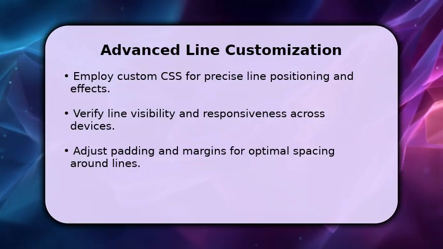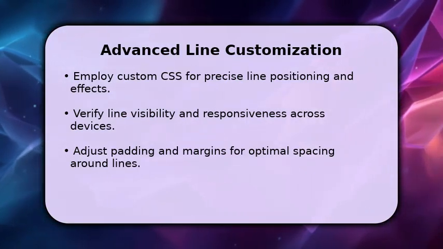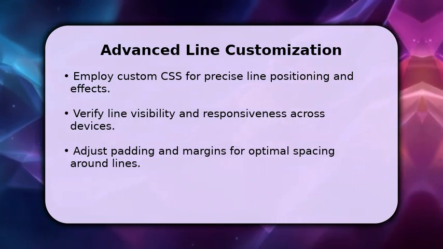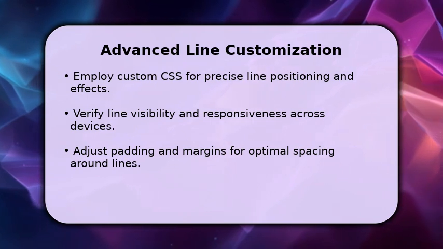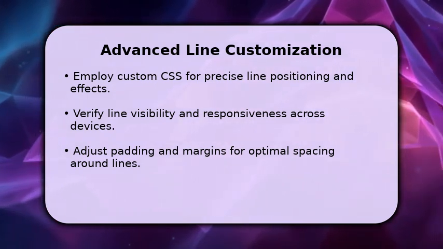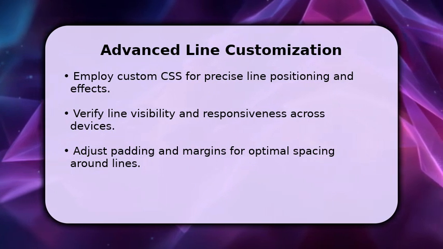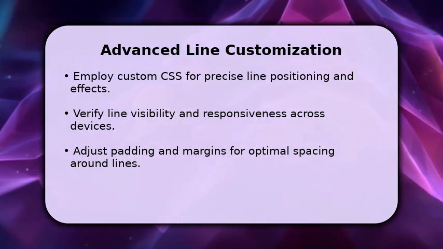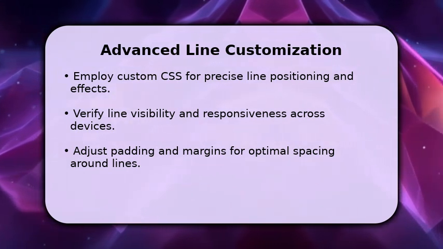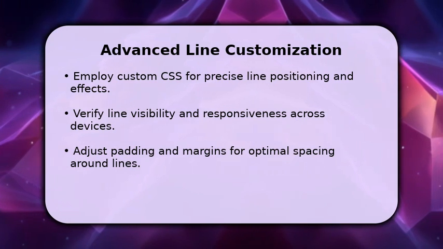For more advanced customization, consider using custom CSS. This allows for pixel-perfect positioning and unique visual effects not available through standard settings. Always check how your vertical lines appear on different screen sizes, ensuring they remain responsive and visually appealing on mobile, tablet, and desktop. Experiment with padding and margins around your lines to achieve the perfect spacing and layout for your design.